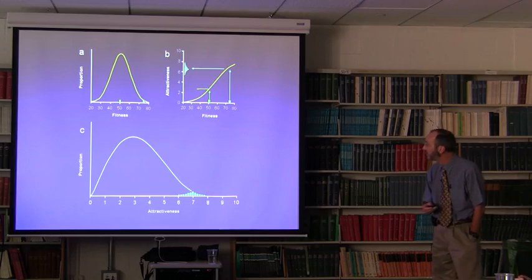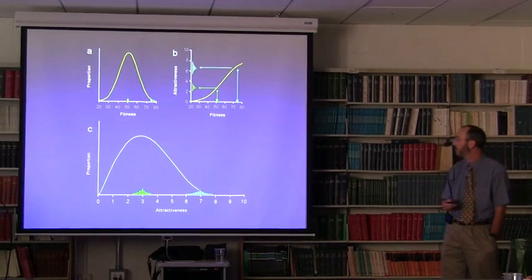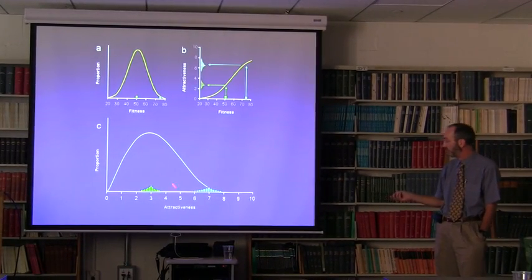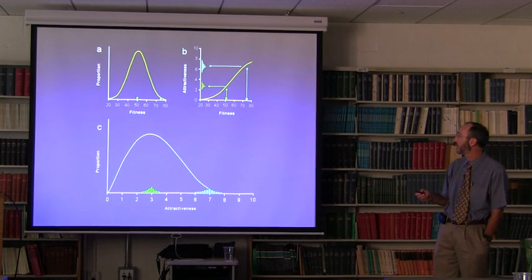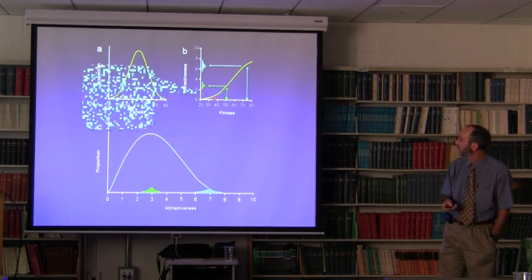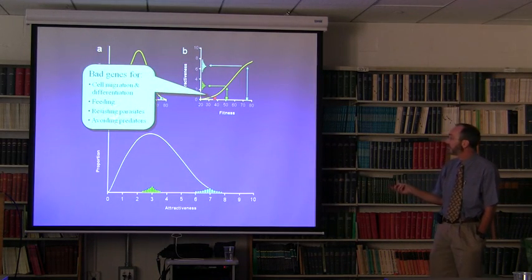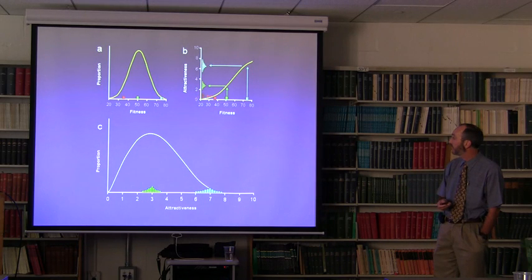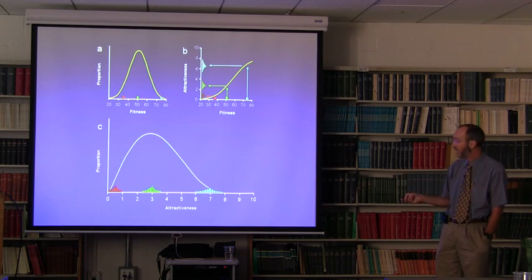Those from the middle of the fitness distribution would have some trouble developing big tails, and would end up in the middle of the distribution. And those with bad genes for these various processes would have trouble developing and maintaining and displaying the tail and would end up with small, crummy tails at this end.